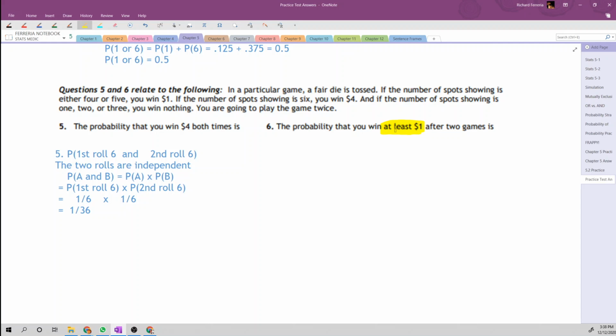So what is the complement of at least $1? Well, the complement of at least $1, that's winning nothing. Because either you win at least $1 or you win nothing. There is no two ways about it. One or the other is true. So using properties of complements, the probability of winning at least $1 would be 1 minus the probability of winning nothing. So now we can just concentrate on what's the probability of winning nothing.